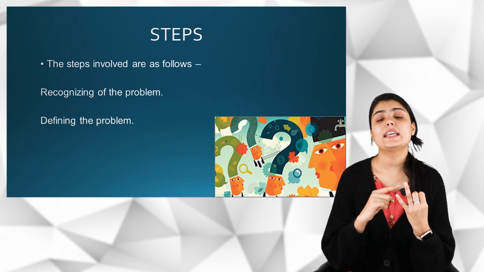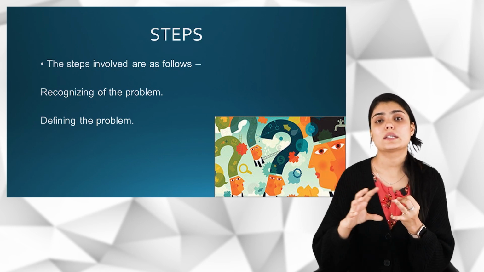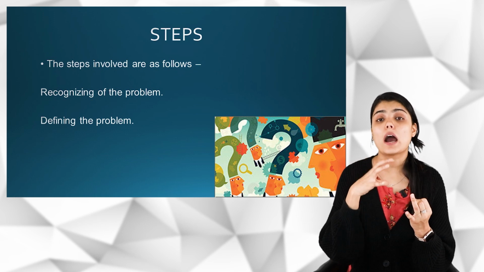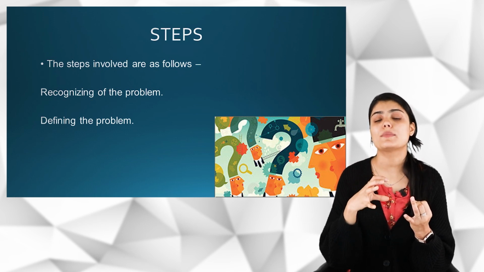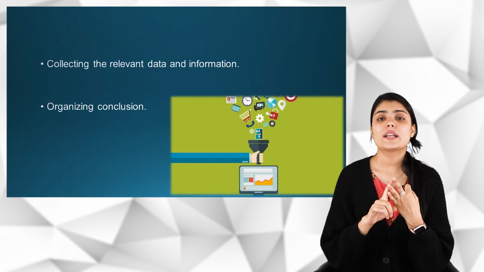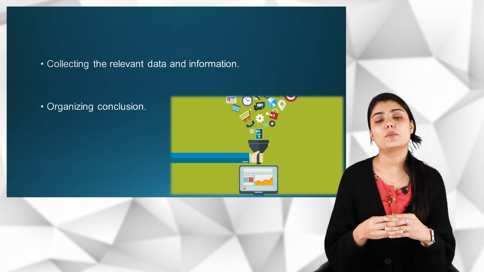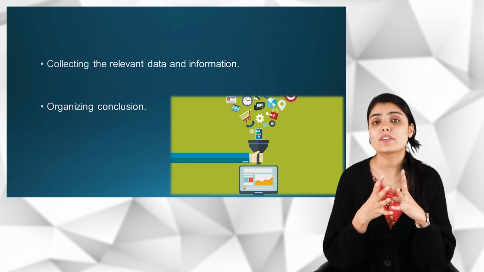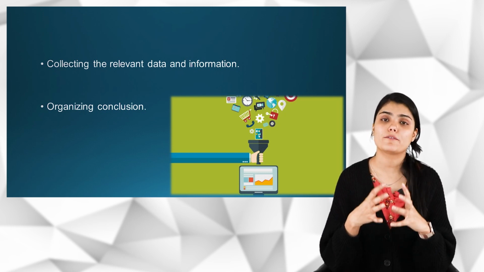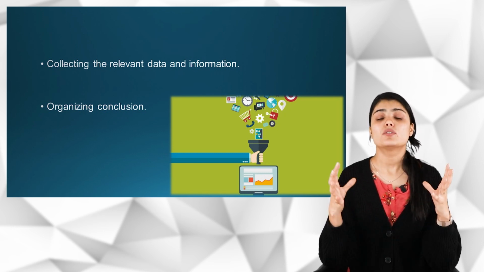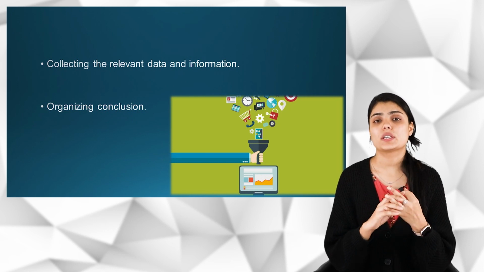Second one is defining the problem. Now you have understood that there is a problem, right? We have to define the problem that we have chosen. The third one is collecting the relevant data and information. To solve the particular problem that is selected, we need to have relevant data, we need to have proper information on the topic, right? So collecting data and information is the third one.